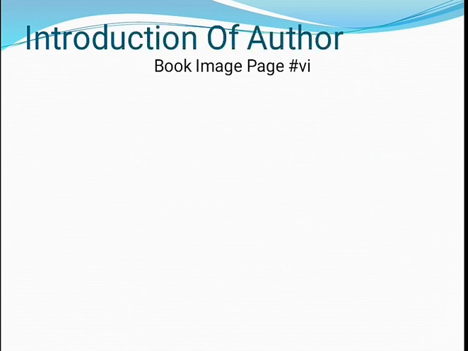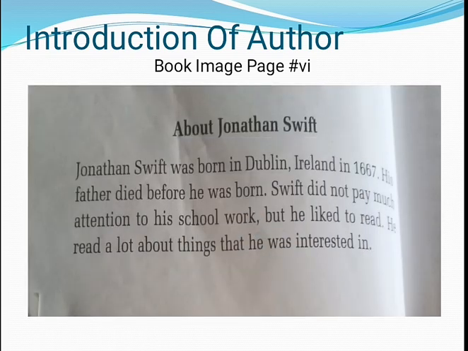Introduction of the novel. Page 6, the same page that we were reading. And now we are going to read about the introduction of the author. And who is the author? Jonathan Swift. Jonathan Swift was born in Dublin, Ireland in 1667. His father died before he was born. Very sad thing in his life. He did not pay much attention to his schoolwork, but he liked to read. He read a lot about things that he was interested in.